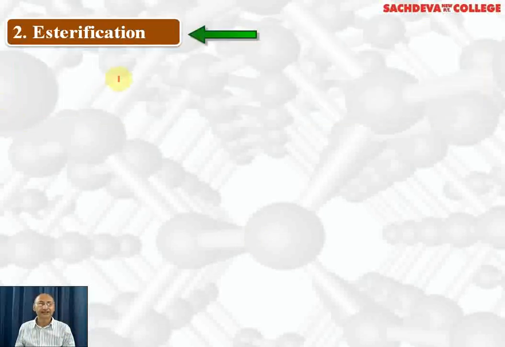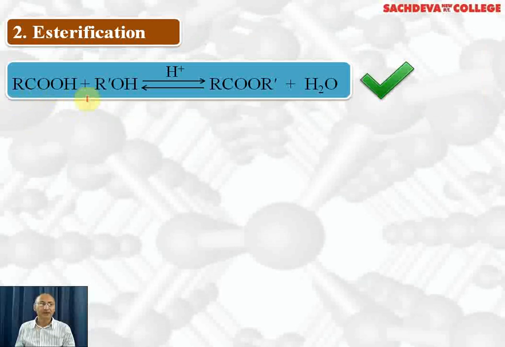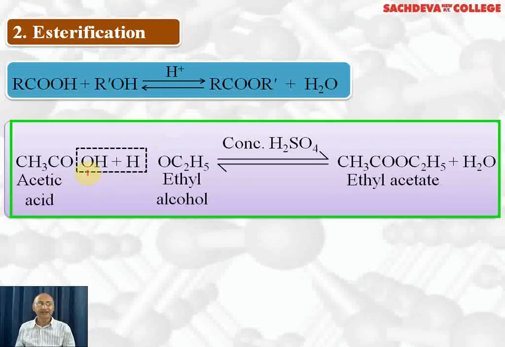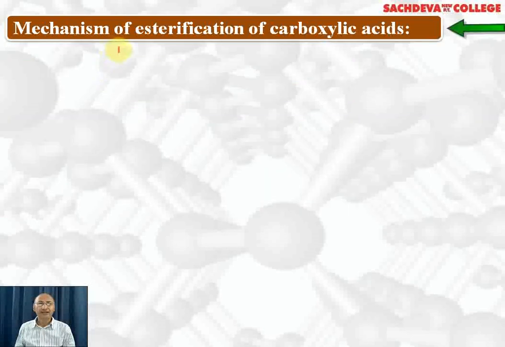Next we are taking esterification. In esterification, a carboxylic acid reacts with an alcohol to form an ester plus water. Esterification can be done in the presence of H+ ions, which help in removal of water. We have to remember that in esterification, OH of the acid and H of the alcohol are removed. Ethyl alcohol and acetic acid react together in the presence of sulfuric acid, resulting in the formation of ethyl acetate plus water. Let's take up the mechanism of esterification of carboxylic acid, which was asked in the board exam this year.